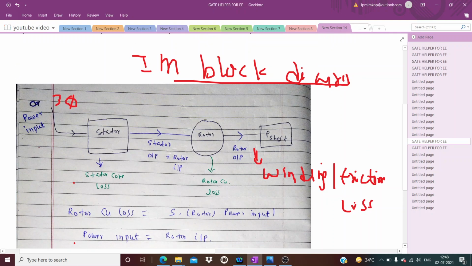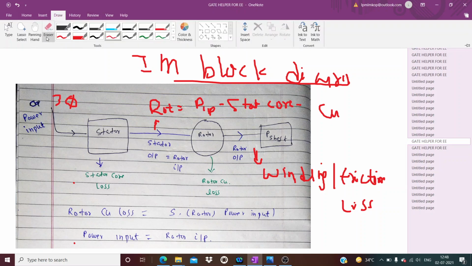The three-phase power is given. What is the stator output or rotor input? How will you find it out? The rotor input is nothing but the stator input, P input, whatever power is given, minus stator core loss, and minus stator copper loss. Okay, generally copper loss is neglected, so we generally consider core loss. Okay, so I hope it is clear.